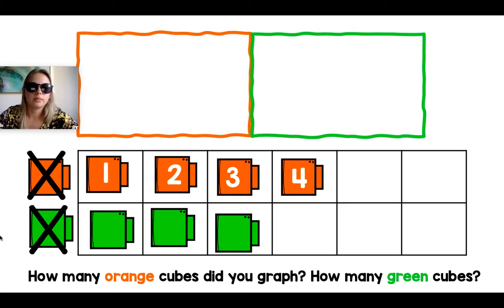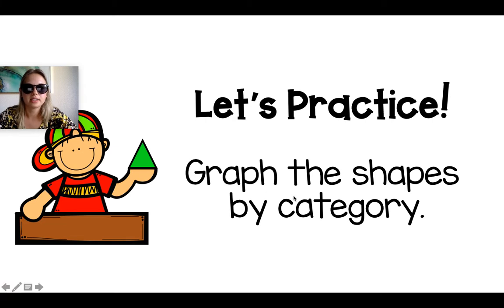How many green cubes? Remember, I don't count that first green cube because it's not inside the graph. This one was just telling me what to put. It was just telling me to put the green on the bottom. So let's count the green inside the graph, which is inside the box. 1, 2, 3. I have 4 orange cubes and how many green cubes? 3. Good job. Let's practice. Graph the shapes by category.